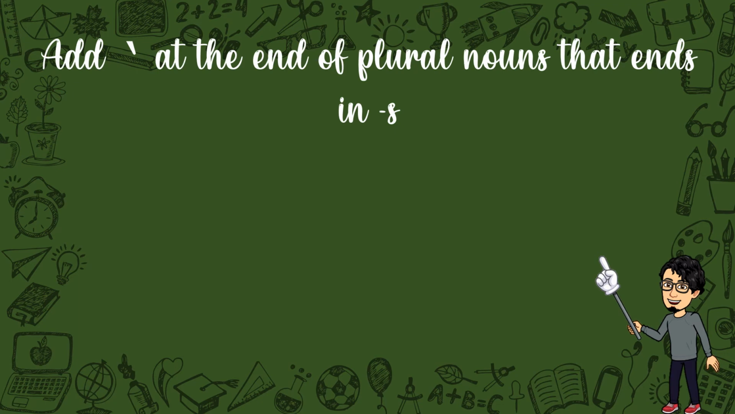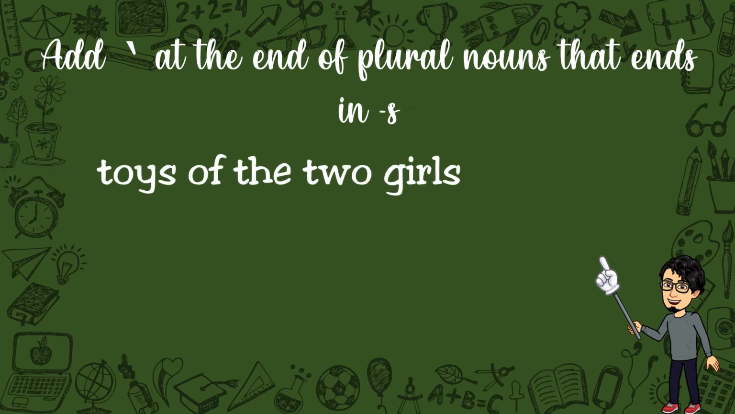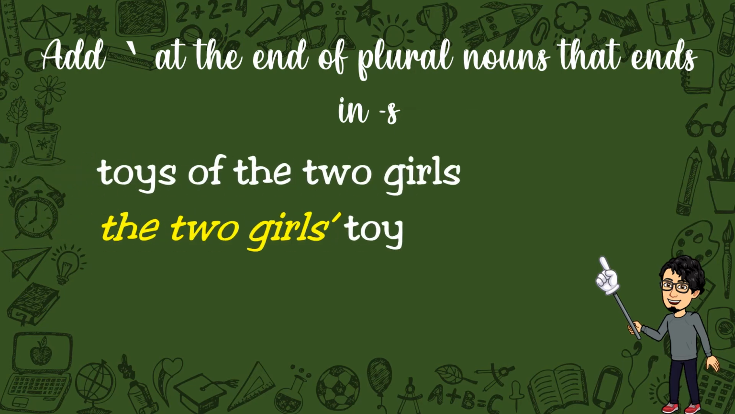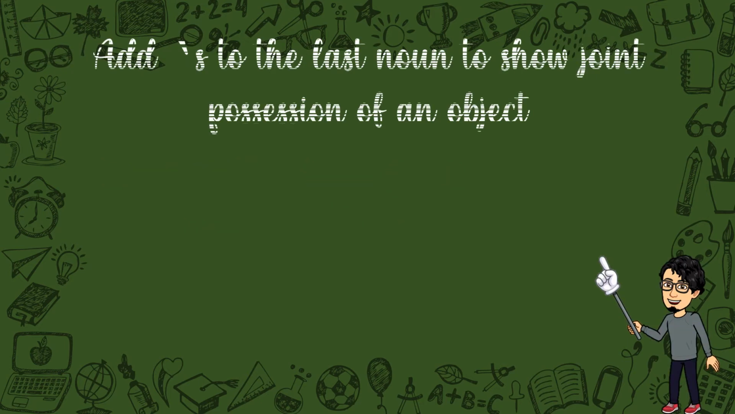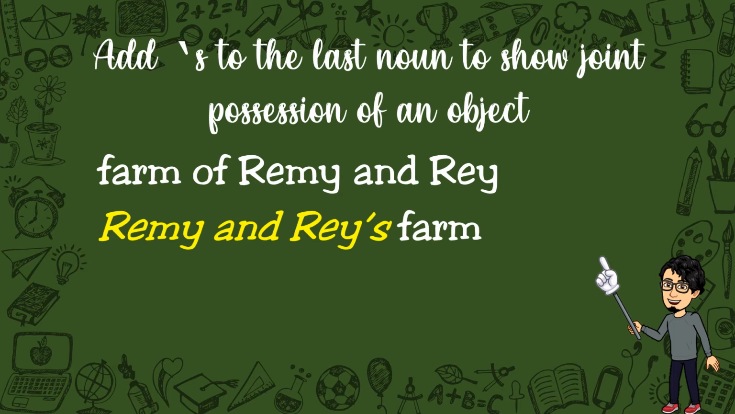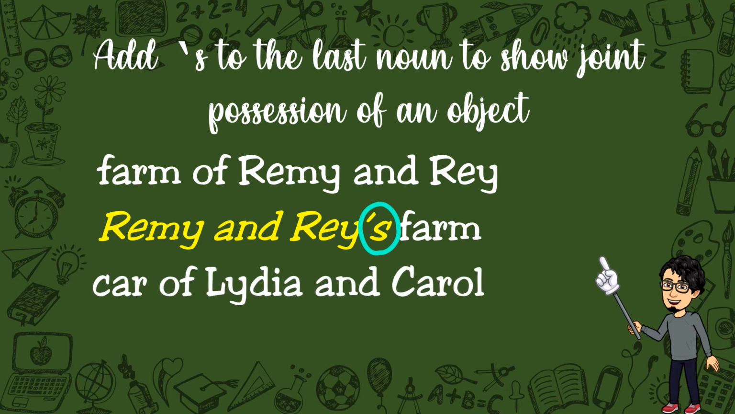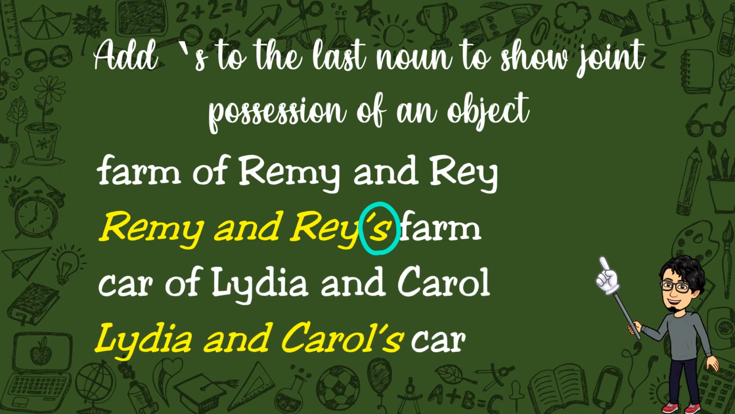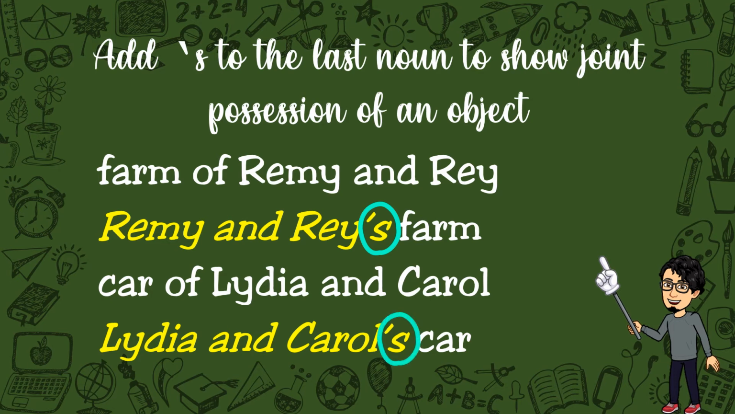Add apostrophe at the end of the plural nouns that end in s. For example, toys of the two girls. The two girls' toy. We put an apostrophe because it ends in s. Add apostrophe s to the last noun to show joint possession of an object. Farm of Remy and Ray. Remy and Ray's farm. We put apostrophe s after the last noun. Car of Lydia and Carol. Lydia and Carol's car.